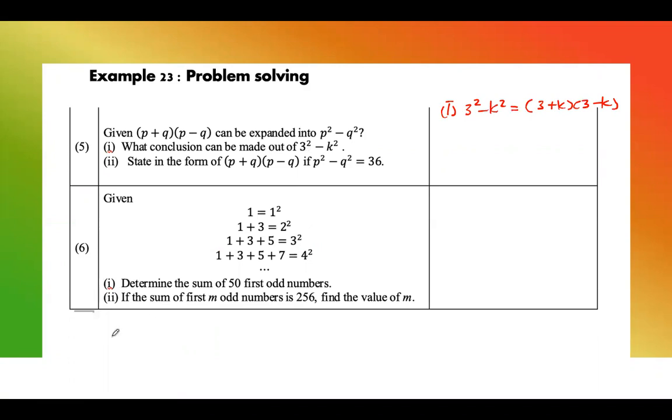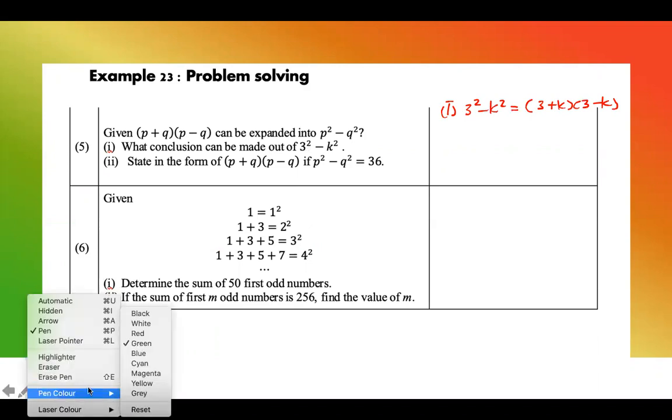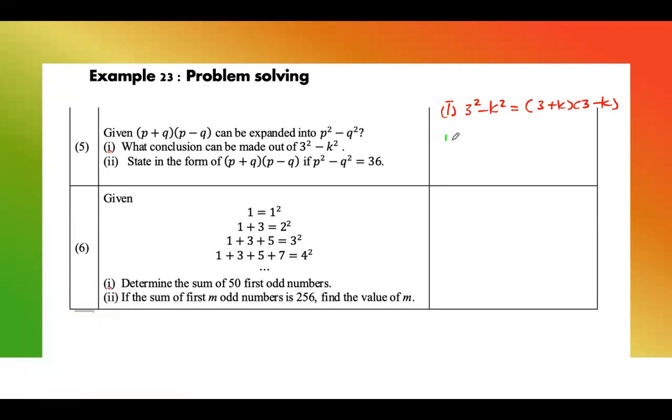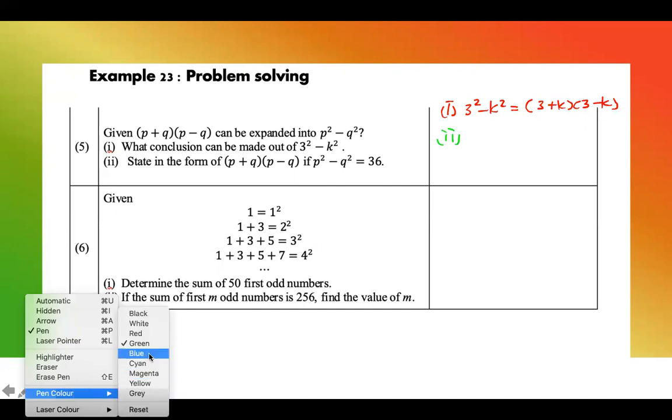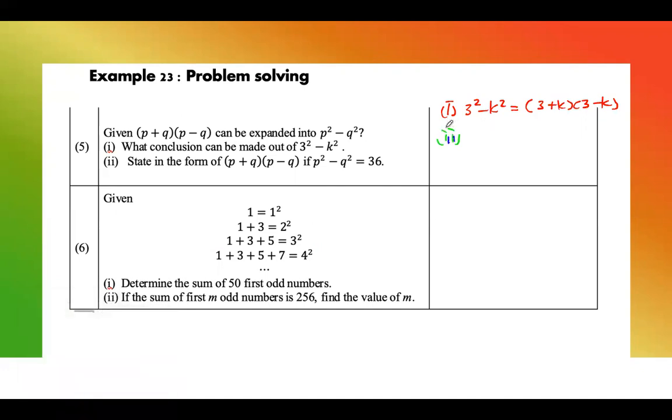So how about part 2, right? Part 2 is p squared minus q squared equals 36. This one we can write as p plus q, p minus q equals 36. If you leave the answer like this, I think it is acceptable.